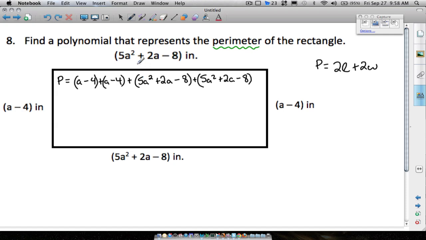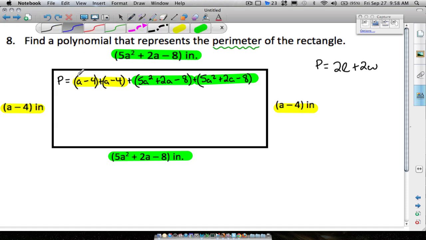But from here we want to combine like terms. None of these parentheses are important because there's no signs that are going to change it. There's no negatives or anything to distribute. So those parentheses aren't really that important. I was just putting them there to show you a minus 4, a minus 4. We're adding those two up. And then the 5a squared plus 2a, that comes from the 2 lengths that we have right there.